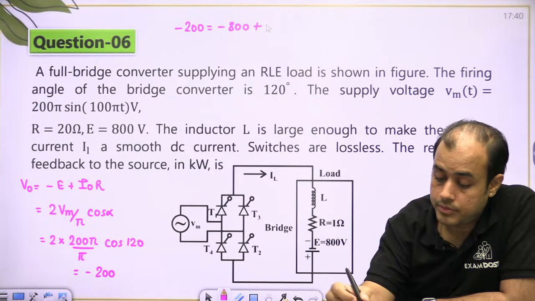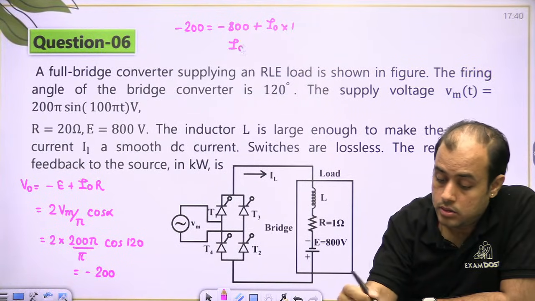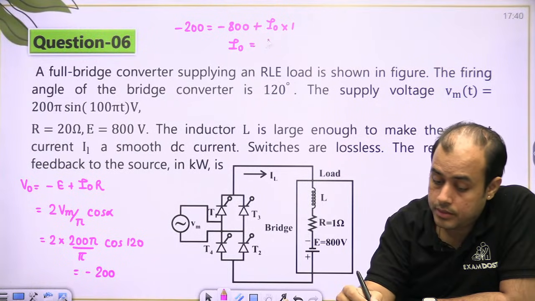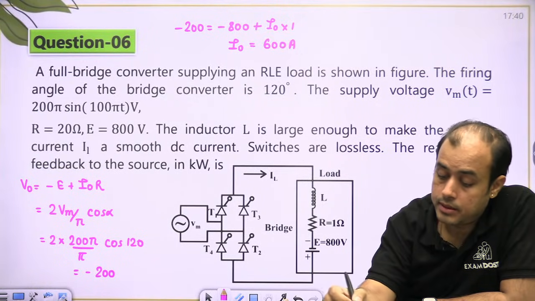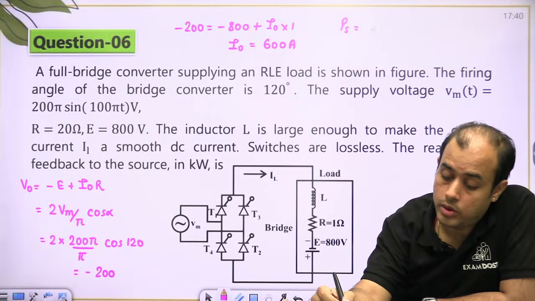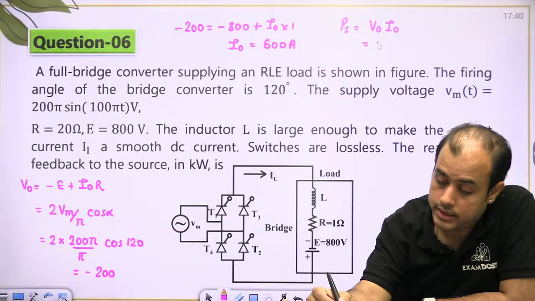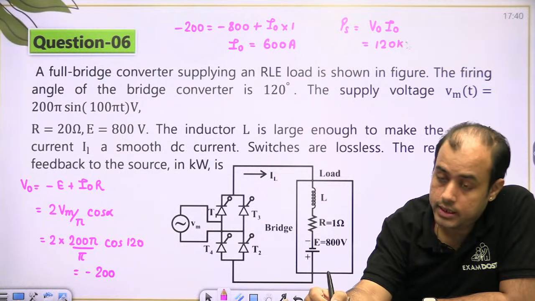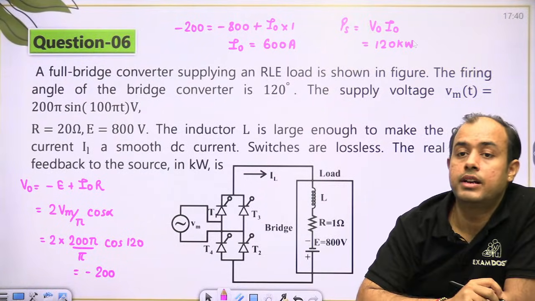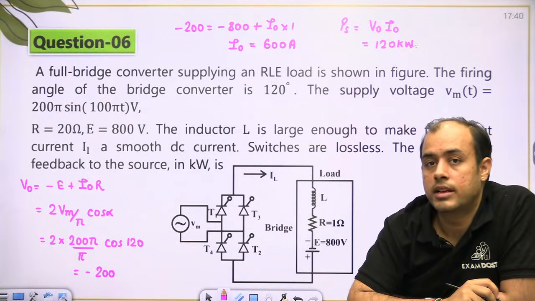-800 plus I naught into 1. So I naught will be 600 ampere. Power going to the source will be V naught I naught, 200 into 600, 120 kilowatt. यही आ रहा है 120 kilowatt. Okay.